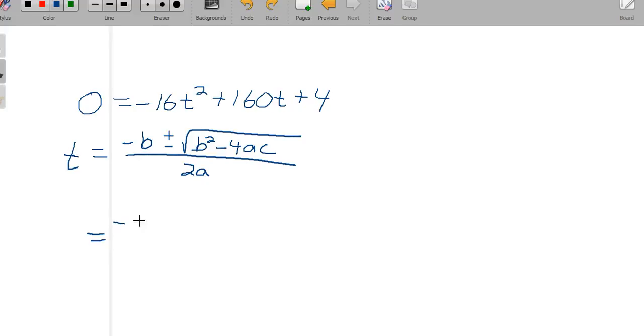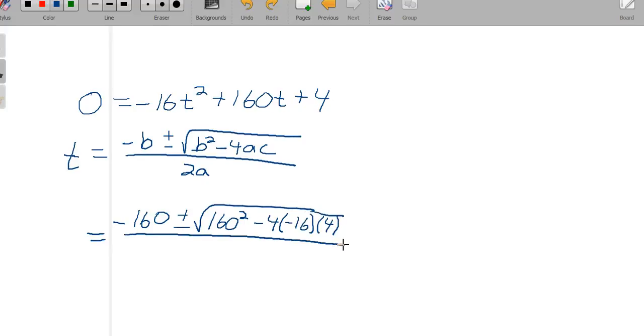So we'll plug in these numbers. In place of b, once again, we'll plug in 160 plus or minus the square root of, this is going to be kind of a big number, 160 squared minus 4 times a, which is negative 16, times c, which is 4. That whole thing will be divided by 2 times a, which is negative 16. And so we'll have to start whittling this down.